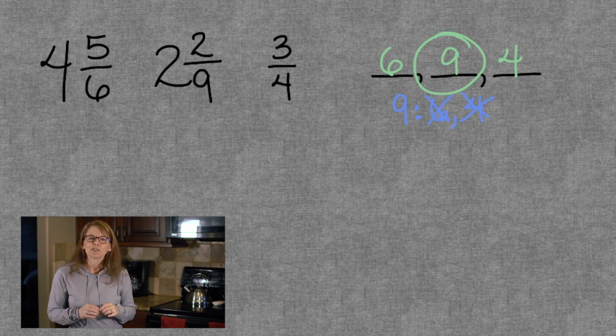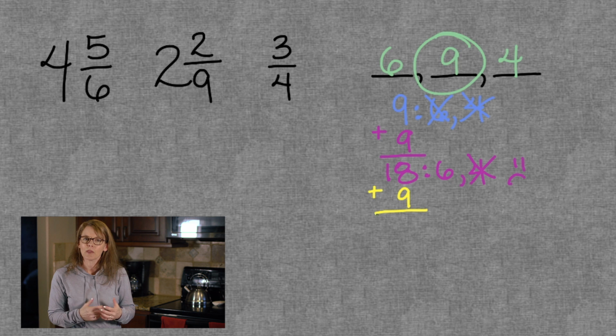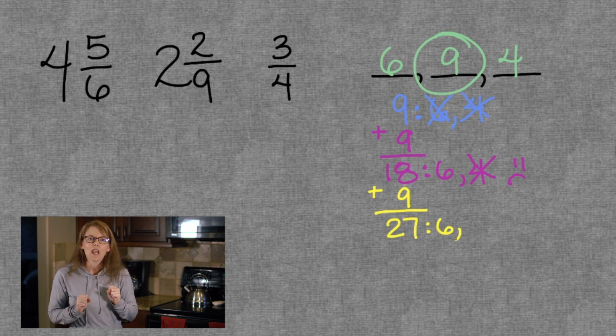We'll take my nice circled 9 and add 9 to it or multiply it by 2. Both of those would equal 18. Do 6 and 4 go into 18? Well, 6 does, but since 4 doesn't, I'm not done yet. Take that 18 and add another 9 to it, or multiply your 9 by 3. They both equal 27. Do 6 and 4 go into 27? Nope, neither do. It seems like we're not getting close to the answer, but sometimes it works out this way.